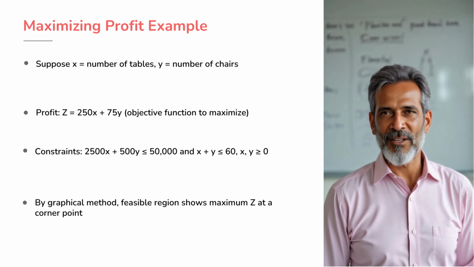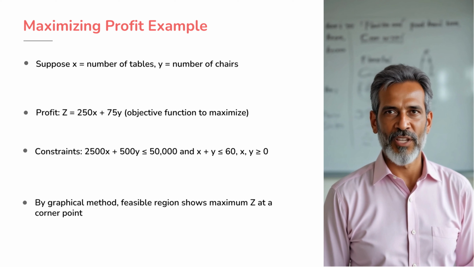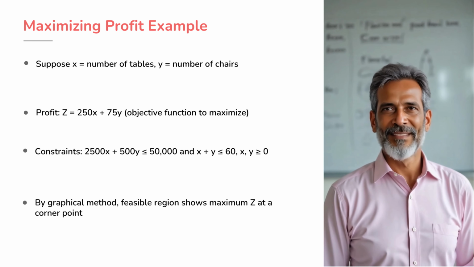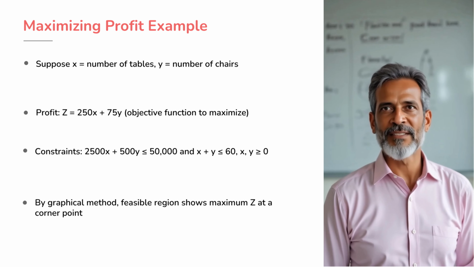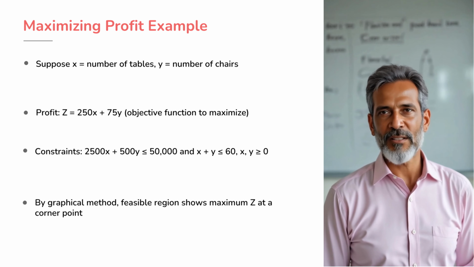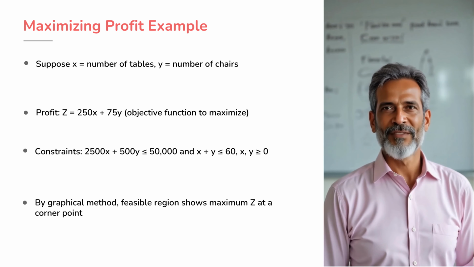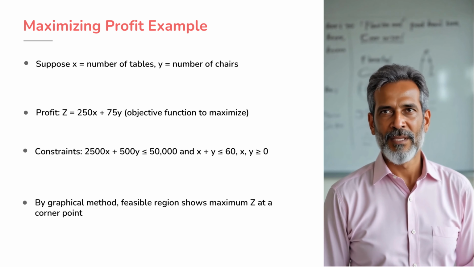Let's bring all this together with the same furniture dealer example. We let x represent the number of tables and y the number of chairs. Each table costs 2,500 rupees, each chair 500 rupees. The total investment limit is 50,000 rupees and the total items cannot exceed 60. So our constraints become 2500x plus 500y is less than or equal to 50,000 and x plus y is less than or equal to 60. Now, the profit he makes is given by z equals 250x plus 75y.